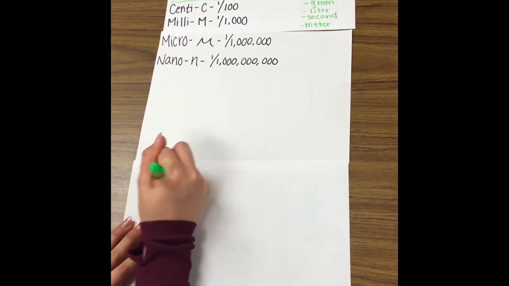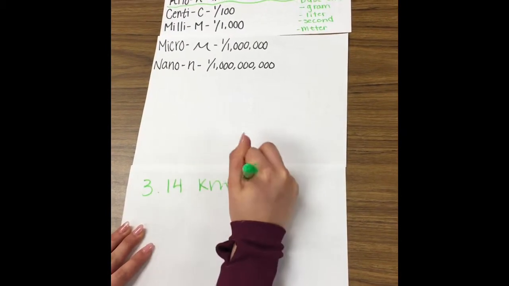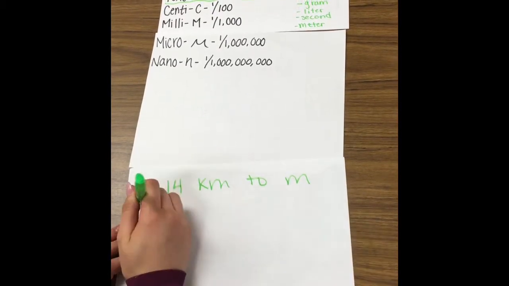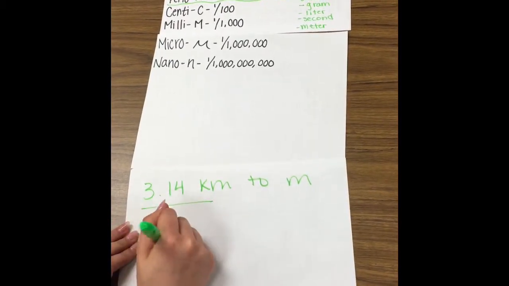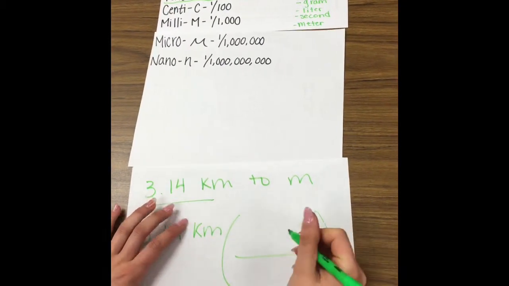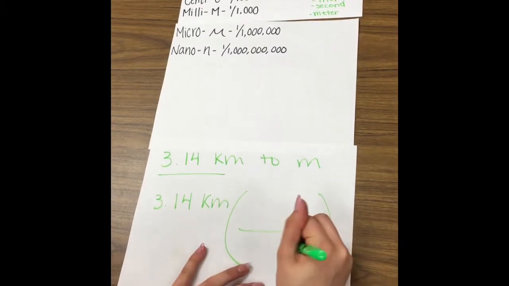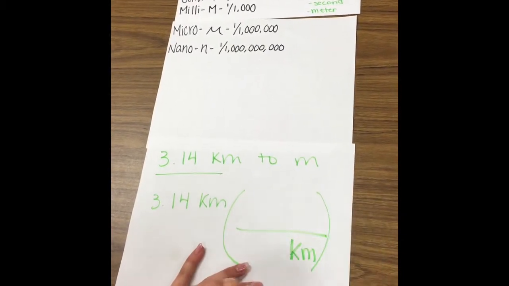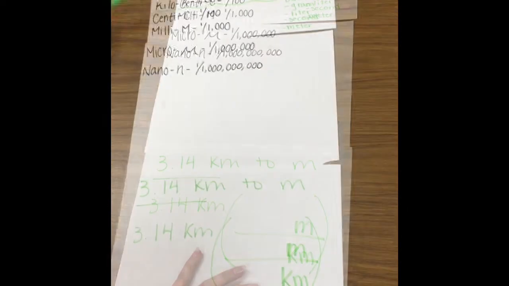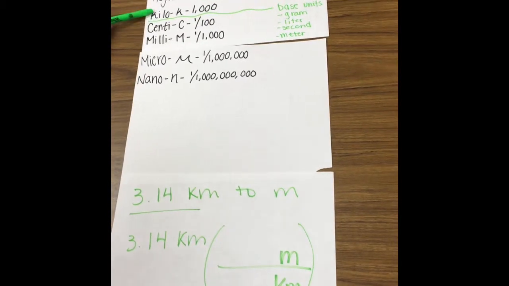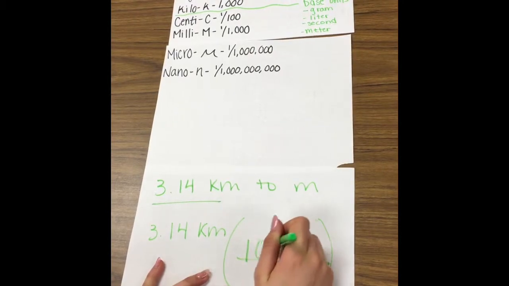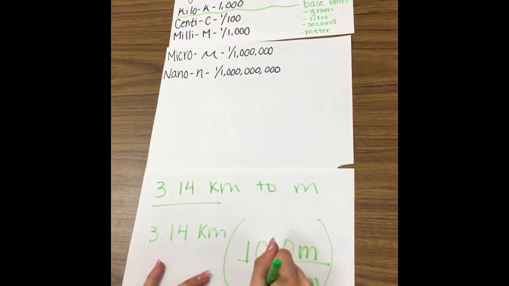Let's try another example. Let's convert 3.14 kilometers to meters. First, we set up our fraction. Remember, you always start with the number you're given, 3.14 kilometers. Then you set up your fraction. You always want your units to cancel out. So kilometers is going on the bottom, and you always want the number you're converting to go on the top, which is meters. Since kilo is above the line of the base unit, its number gets to go on top. And it's always over 1.